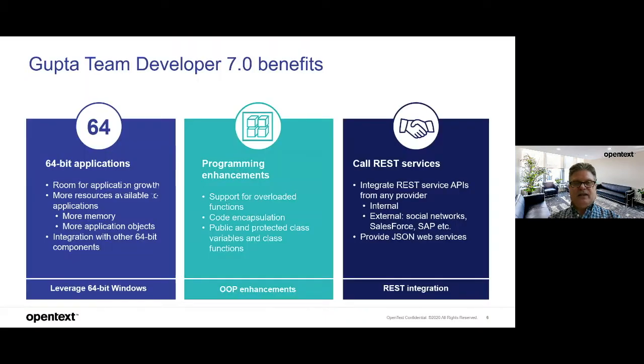So let's look at the 7.0 main benefits. With 64-bit applications, you had more room for application growth. You have more resources available for applications. You can use more memory, you can use more application objects, and you can integrate your application with other 64-bit components like Office 64, for example, and create an application environment in plain 64-bit.